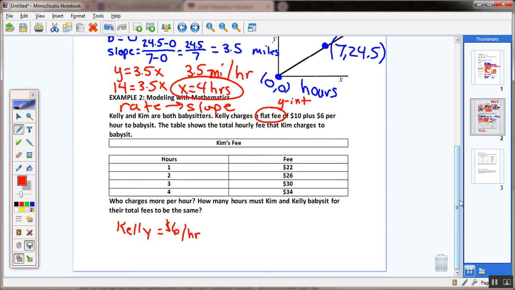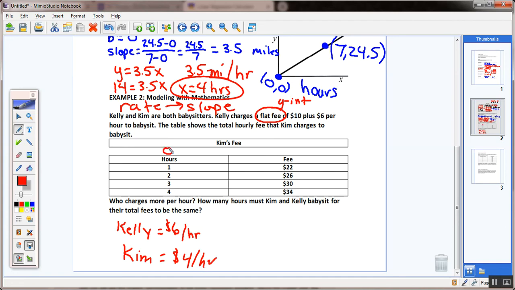Look at Kim's table here. Every hour that passes here, $22 went to what? Every hour the price goes up by how much? 4. So what's the hourly charge at Kim's place? $4 per hour. Hey, what if there were 0 hours, like showing up?